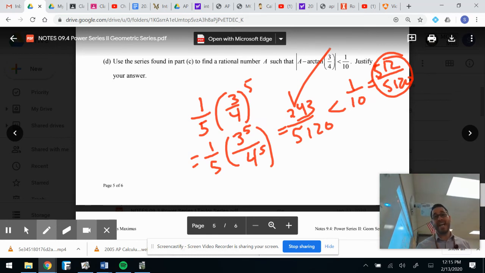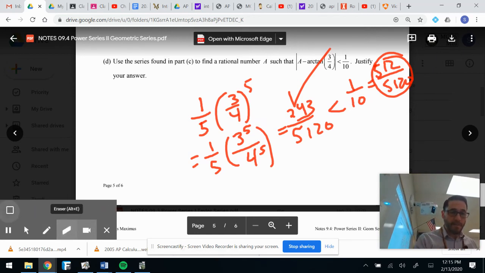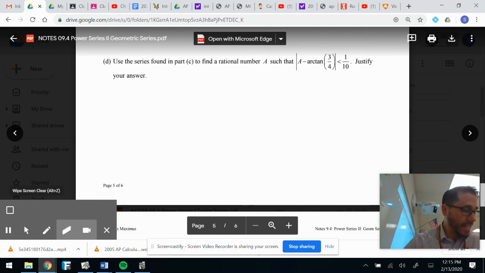So believe it or not, now it's all about just writing a statement. That's the justifying part of this problem. So here we go. I'm going to write out my statement. I'm going to try to write it as neatly as I can, okay?